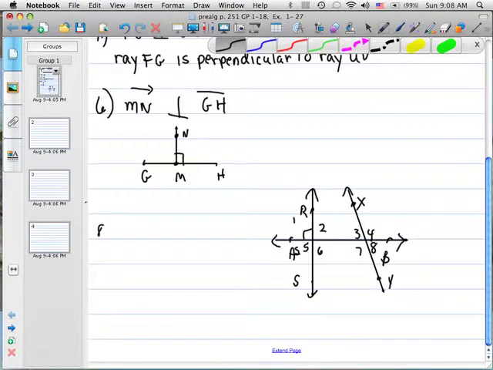So problem number 8, angle 2 and angle 7. Tell whether the angles are a pair of corresponding angles. 2 and 7. Because the two lines are not parallel here, RS and XY, they're not corresponding. But they are alternate interior.